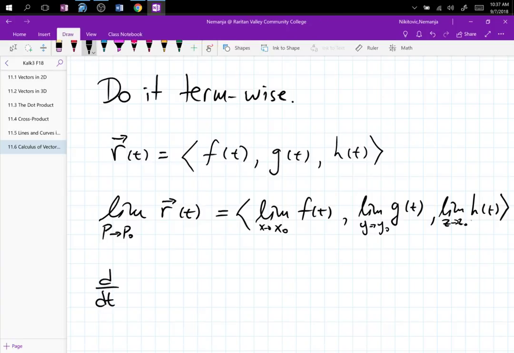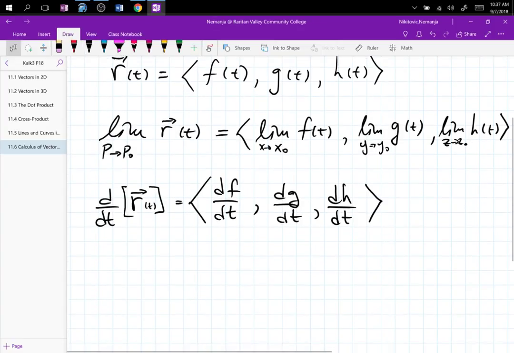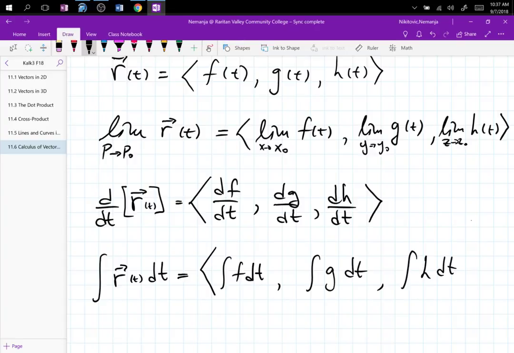The derivative of a vector-valued function is going to be the f dt, the g dt, the h dt. And finally, the integral of a vector-valued function dt is going to be the integral of f dt, integral of g dt, and integral of h dt.